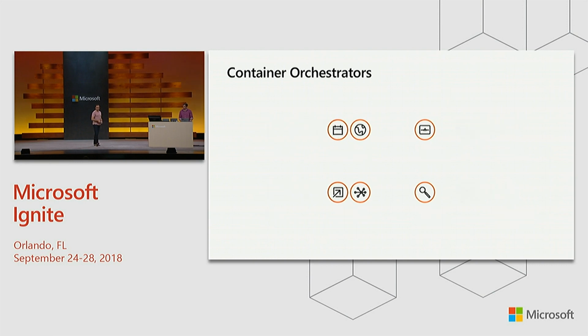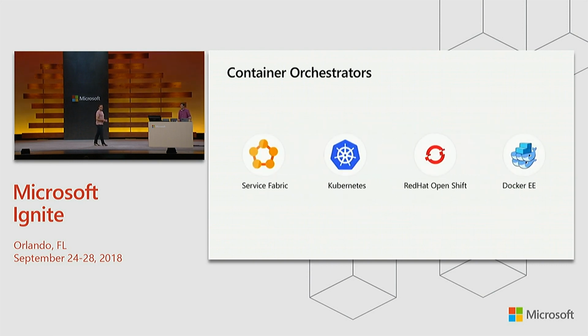There are a couple different choices of orchestrator. The two that are definitely leading the pack right now, Kubernetes and then Service Fabric. OpenShift is a variation of Kubernetes. So OpenShift uses Kubernetes as part of it, but that's kind of a brand name for it. And then Docker Enterprise Edition, which previously was based on Swarm and is now starting to move into Kubernetes as well. So all of these are ones that we talk about with Windows.